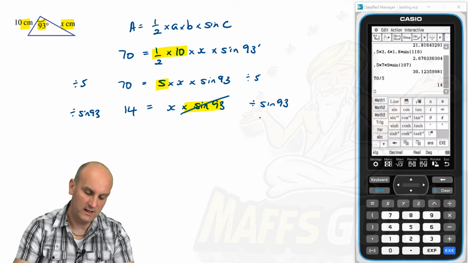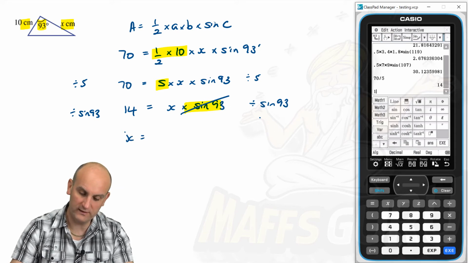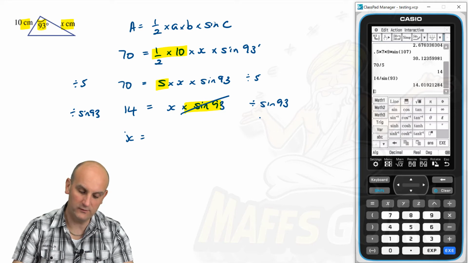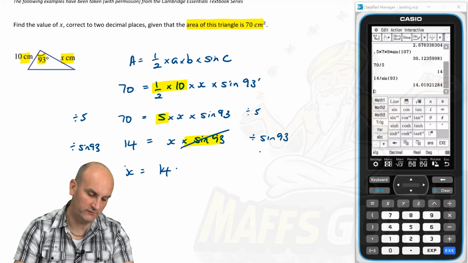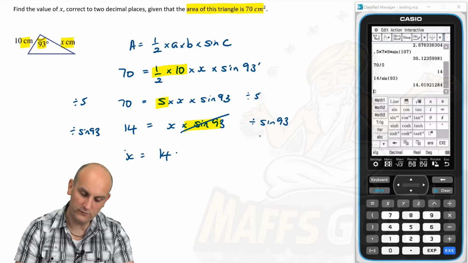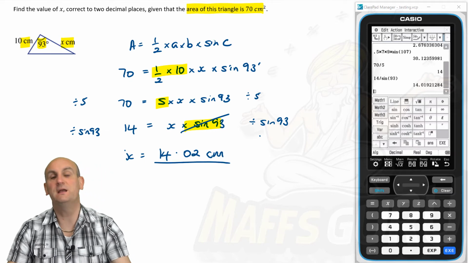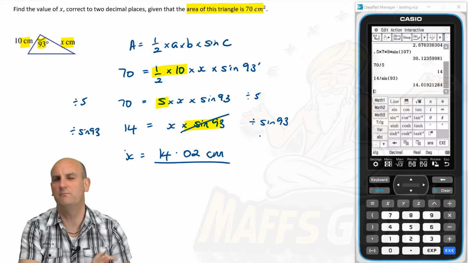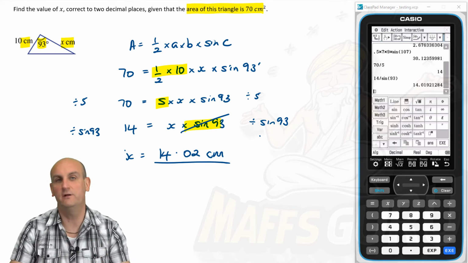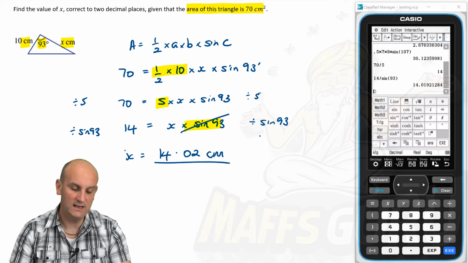Thank you very much. And this now becomes that X is equal to 14 divided by the sine of 93, close some brackets, press execute, gives me 14 point, does it give a degree of accuracy to 2 decimal places, 14.02 centimeters, job done. Now that was the hard way, and sadly if you are at this level, which is year 10 and probably extension work, then you're going to need to know how to do it with pencil and paper. But otherwise, let's do the solve function.